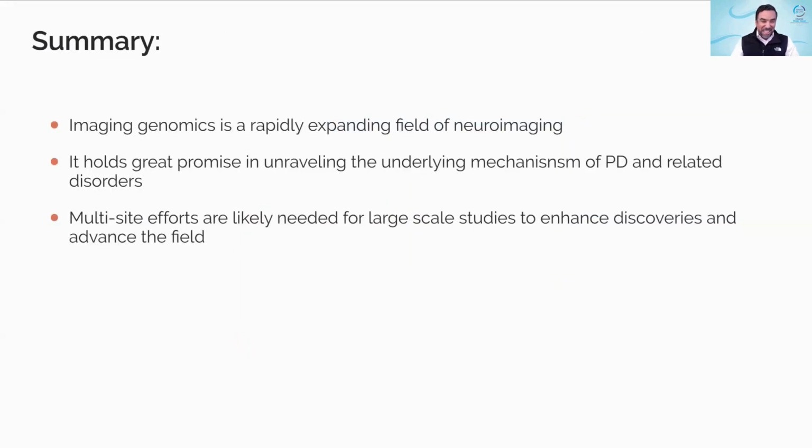So in summary, I guess you can clearly see that imaging genomics is still a new field and rapidly expanding and evolving. I believe it holds a great promise in helping us understand complex conditions such as neurodegenerative disorders, Parkinson's disease, and others. Multi-sites, I believe, is going to be needed still to kind of advance the field. However, we know now there are many consortia that are forming, trying to gather data together and run meta-analysis. So hopefully the future is very promising.